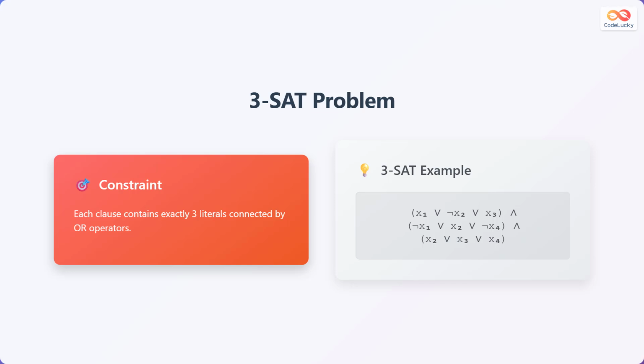(x1 ∨ ¬x2 ∨ x3) ∧ (¬x1 ∨ x2 ∨ ¬x4) ∧ (x2 ∨ x3 ∨ x4). In this formula, each clause, which is a group of literals within parentheses, contains exactly 3 literals combined with or operators. The goal is to determine whether there exists an assignment of truth values to the variables x1, x2, x3, and x4 that satisfies the entire formula, making it true.